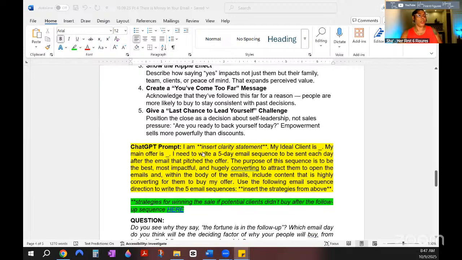All right, we do have a ChatGPT prompt where you're gonna put all of this template stuff in there after you train it about who you are with your clarity statement, who your client is, what offer you're pitching, okay, and that these emails are going to follow up. And you tell it, I need to write a 5-day email sequence, and then you're going to put this in there and let it, with your details, come out with some good stuff. And y'all have been telling me that these prompts have been fire, so here's another fire one.